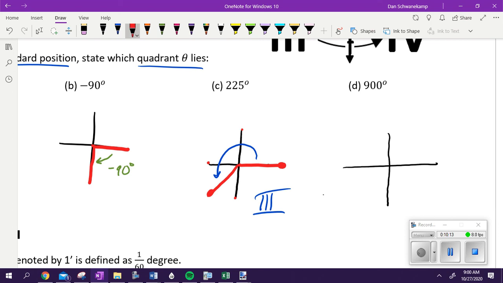Now we're going to draw 900 degrees, so we're starting right here. Max, what'd you do here to draw 900 degrees? What? Whoa. You went around? All the way around?